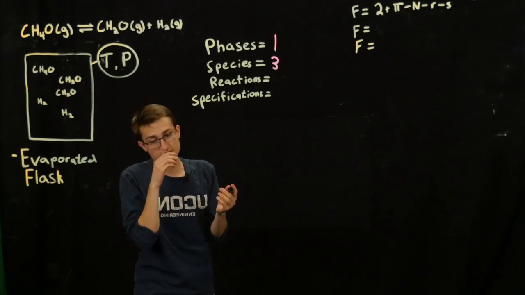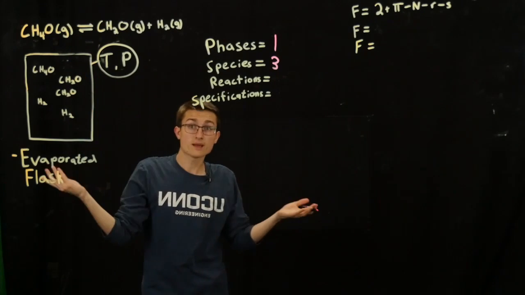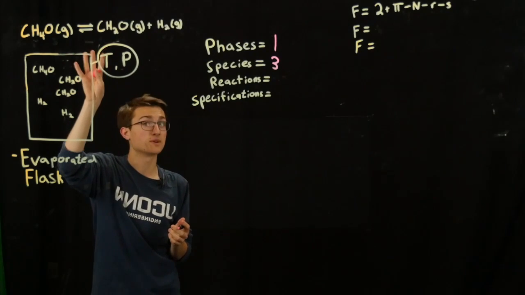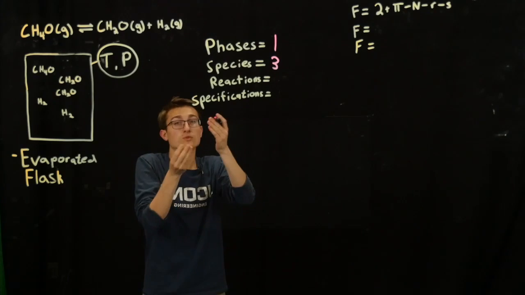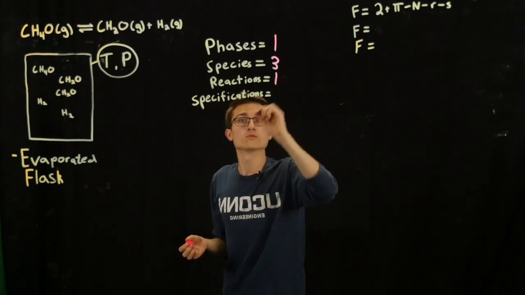Next, let's look at our reactions. This reaction is reversible, which one may think means we have 2 reactions. However, we just have 1 because it has to be linearly independent. If we had 2 reactions, but one was a multiple of the other, then it wouldn't be applicable. So we just have 1 reaction.